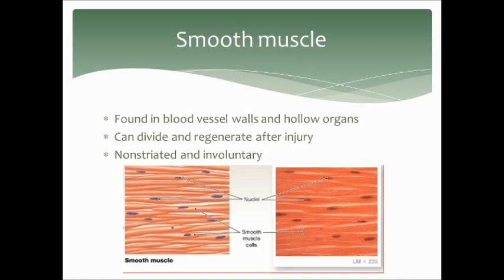Smooth muscle can divide and regenerate after injury. It can repair itself. It's non-striated because it does not have this striped appearance, which is why it's called smooth. And it's involuntary because, again, you don't have to think about digesting your food and things of that nature.